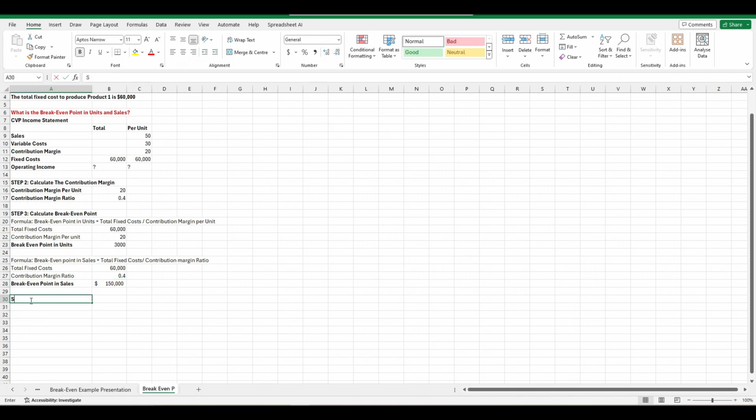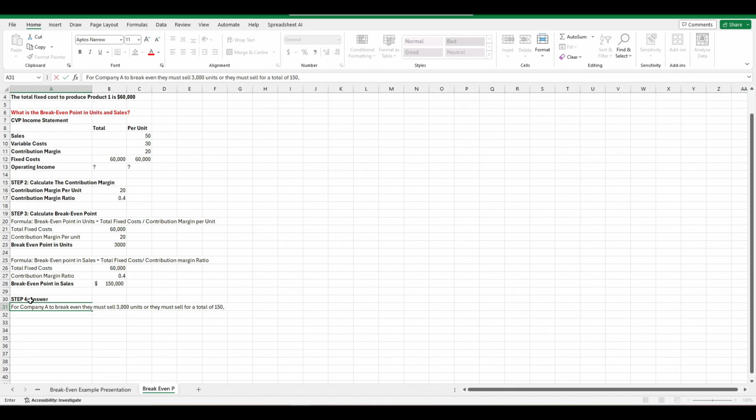So step 4, answer. For company A to break even, they must sell 3,000 units, or they must sell for a total of $150,000.